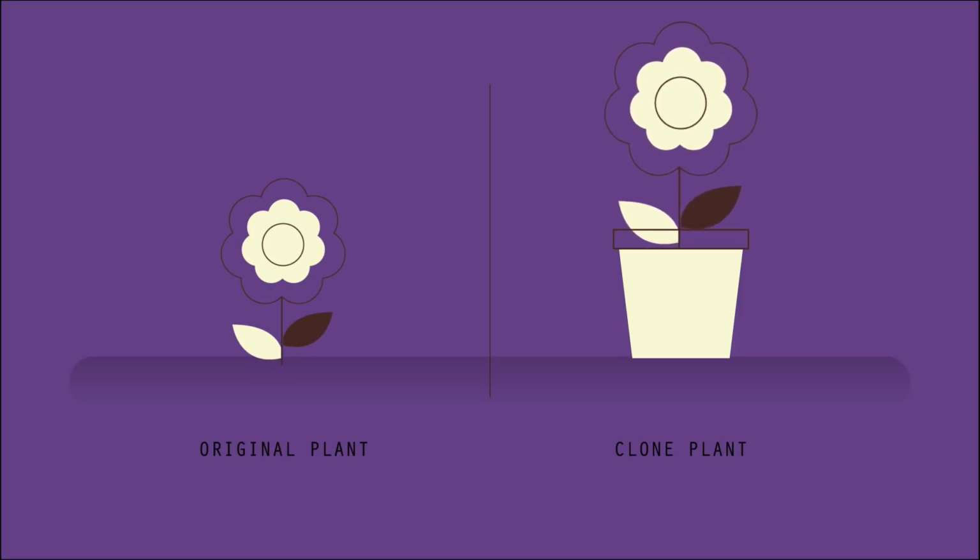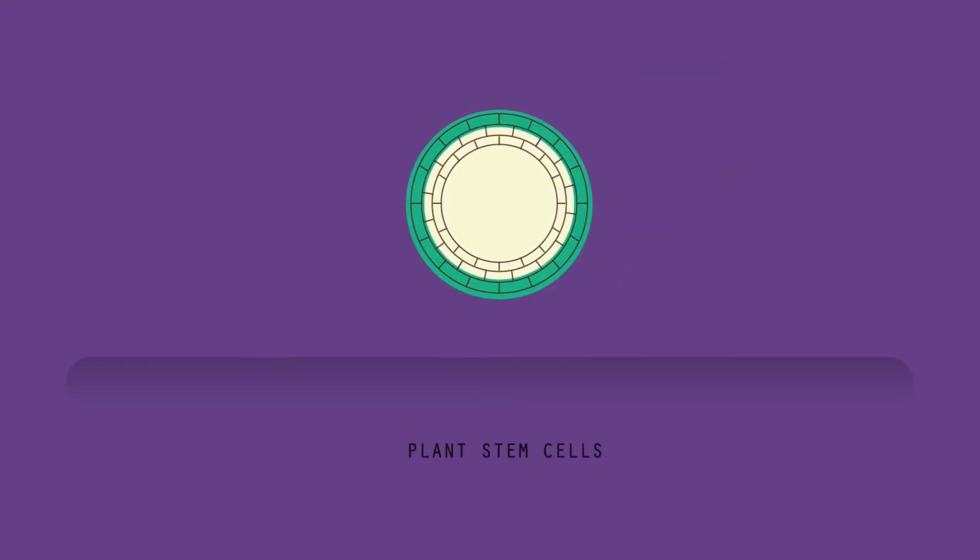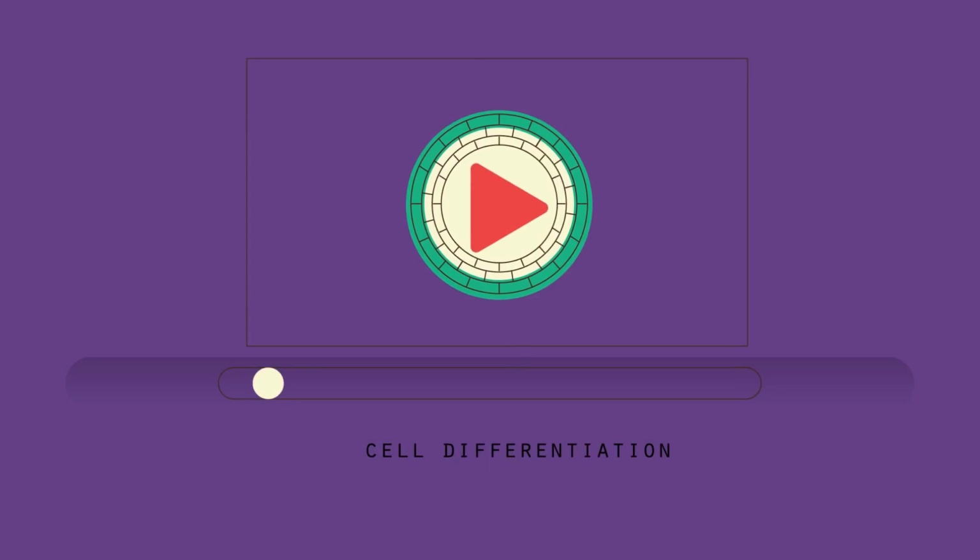The method works because the shoots of the plant contain stem cells, which are able to differentiate to form different cells and tissues. You can find out more about this process by watching this video.